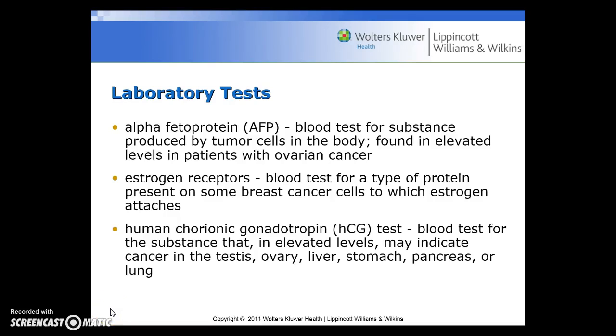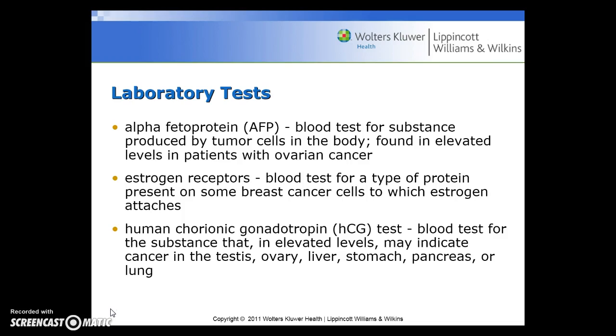Okay, we'll begin again then with the laboratory test. So, an alpha fetoprotein or AFP test is a test for the substances produced by tumor cells in the body, and it's found in elevated levels in patients with ovarian cancer. Estrogen receptors are blood tests for a type of protein present on some breast cancer cells to which estrogen attaches.